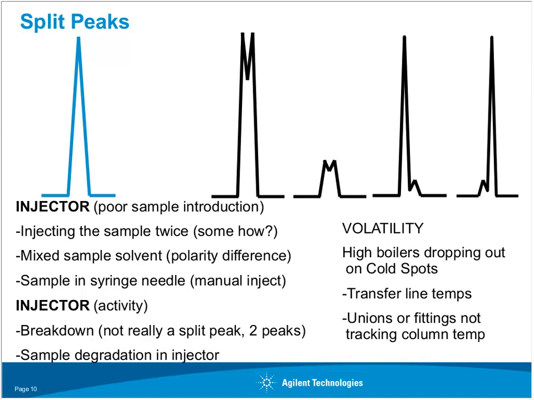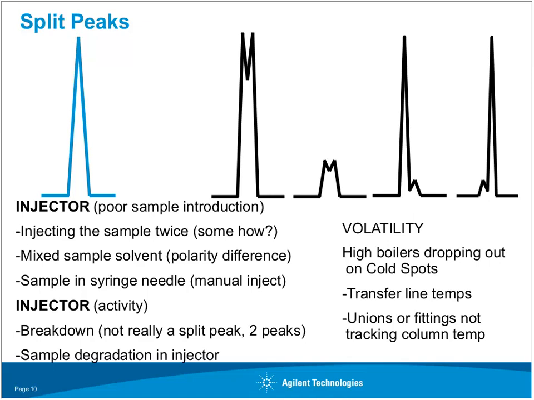The other thing we can look at with volatility is that the high boilers could be dropping out on cold spots. So we want to make sure that the sample path is warm throughout, from the inlet right to the detector. I've run into this before where the transfer line heater may fail, and the customers are looking at these split peaks and say, what's going on? And the transfer line temperature is not optimized or is not high enough.